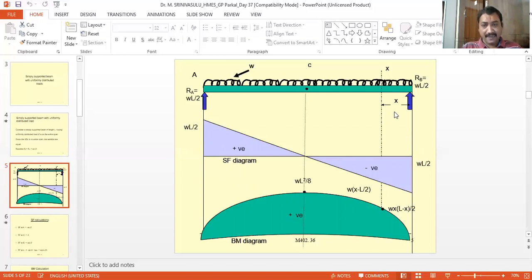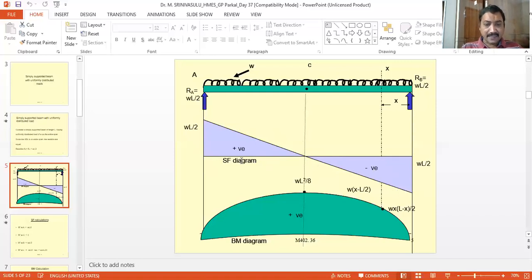How to join is very important, because the UDL is acting on the beam throughout the length, between points A and C, and also between points C and B. Therefore, here we have to join the points with an inclined line. This is the point and this is the point, so you join them with this line. Similarly here, this is the point and this is the point, so you join them with an inclined line. Now this is the shear force diagram. Here we have the positive side and here we have the negative side.